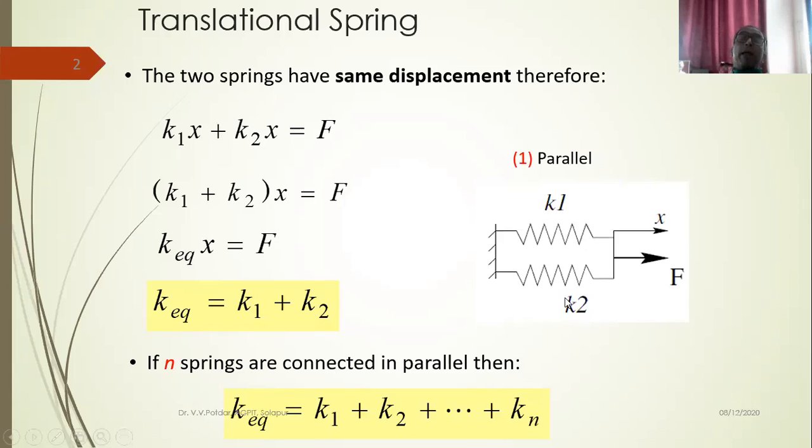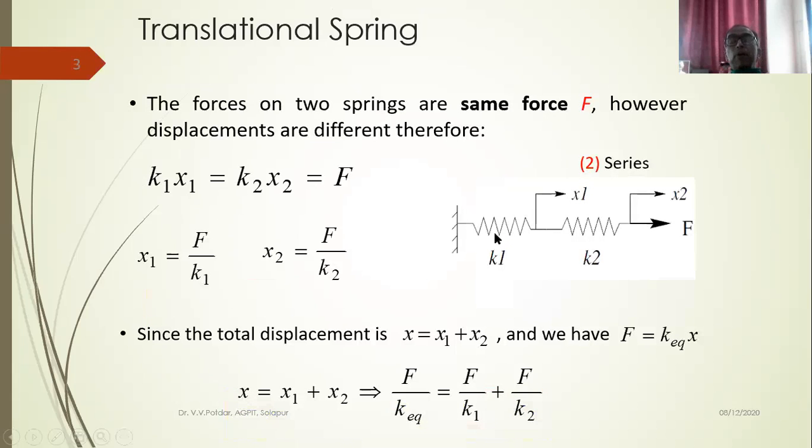As per diagrammatic arrangement, these appear to be parallel. What is important is that K equivalent for series springs is K1 plus K2 up to Kn. Now, appearance wise they appear to be series, but as per Raven's nomenclature, we call them parallel springs. The force acting is the same on both the springs, whereas displacement is shared. K1 shares X1 displacement and K2 shares X2 displacement.